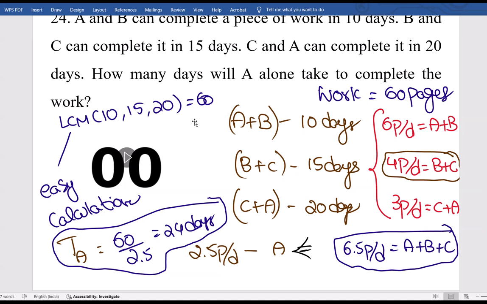B alone, how to do now? What is B alone? Time taken by B alone to complete. 3.5, 60 divided by 3.5. The calculation will be divided by 7. Okay, fine, let it be 120 divided by 7, 17 1/7 days. We call it like that.